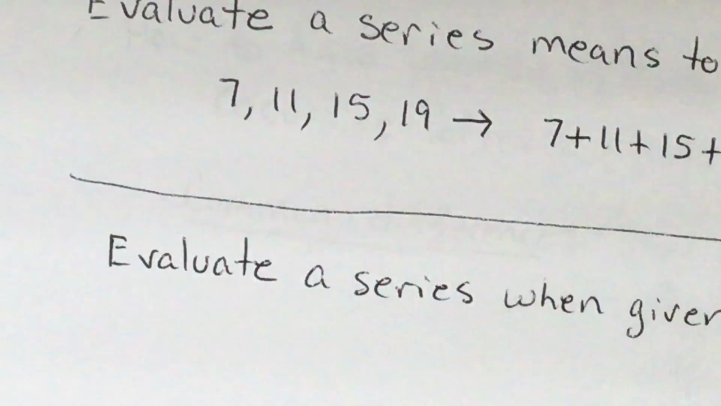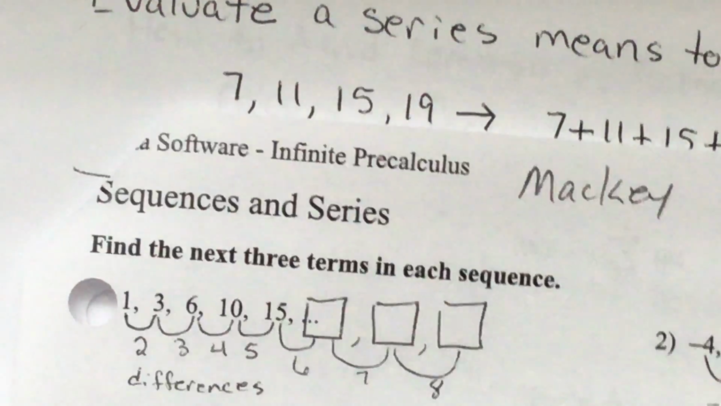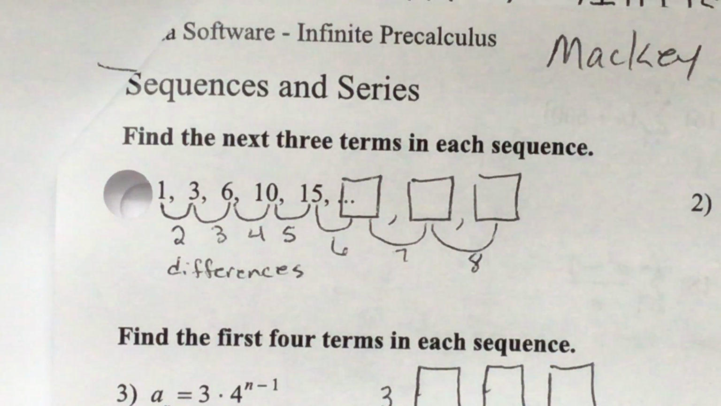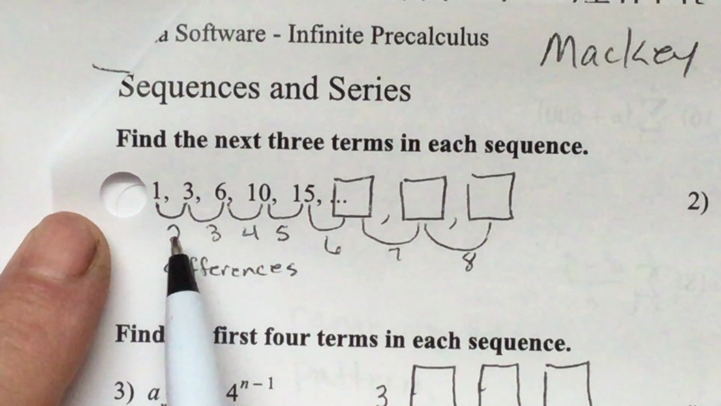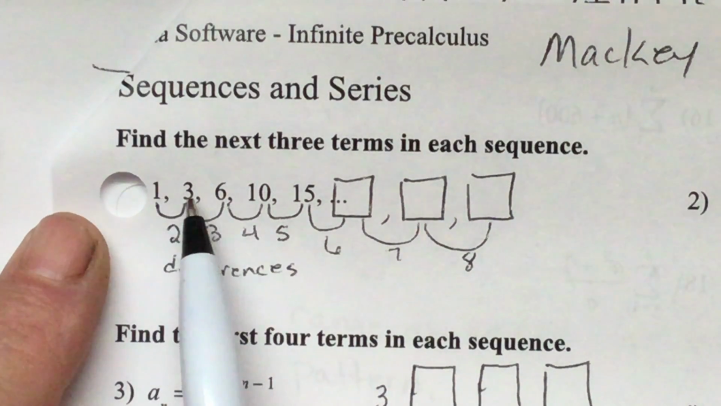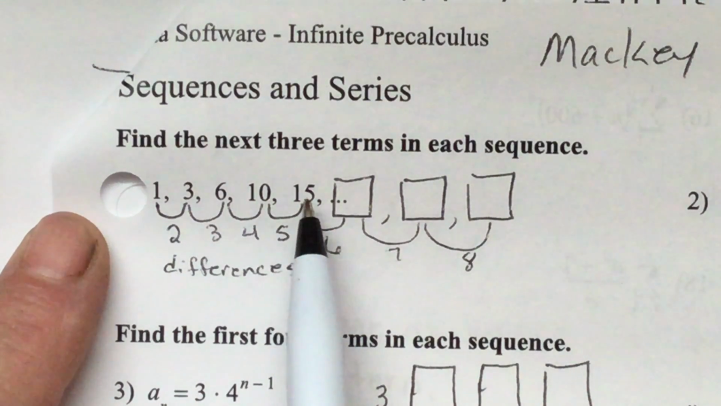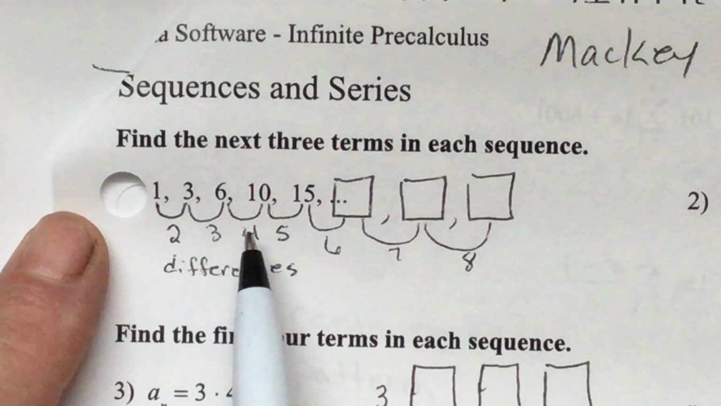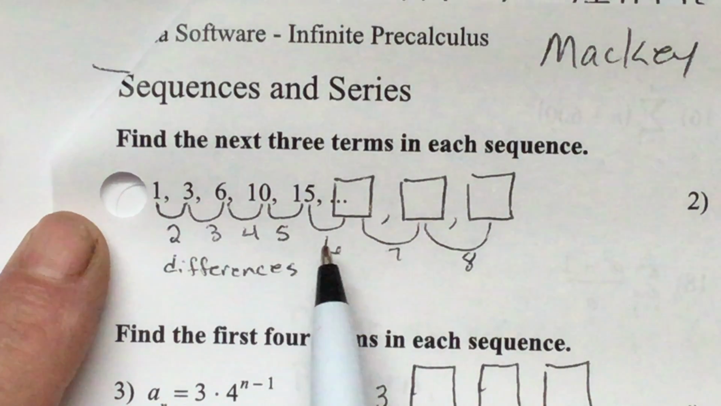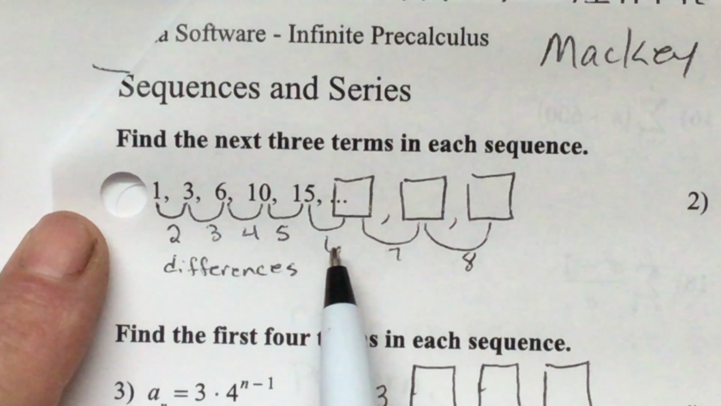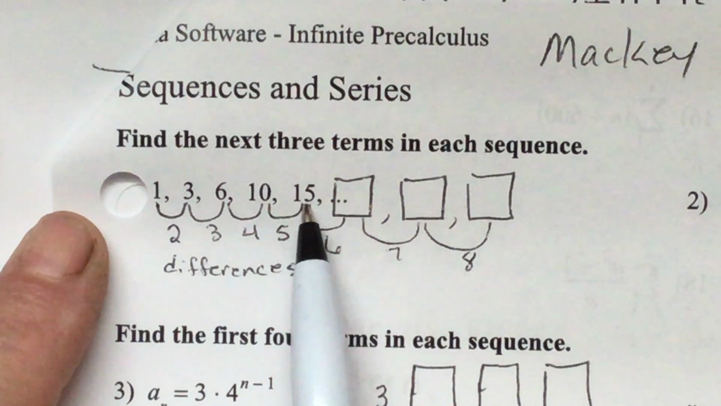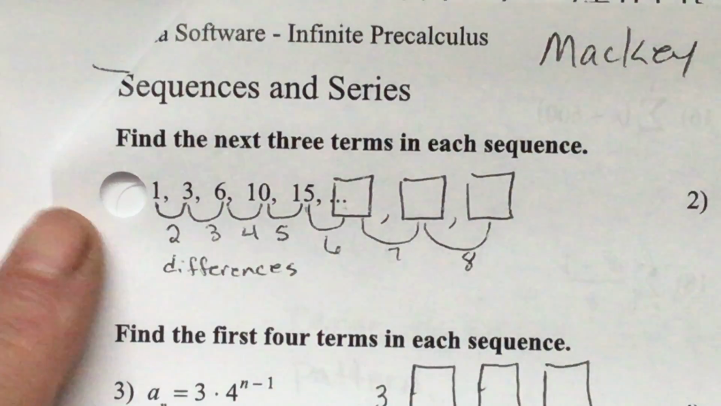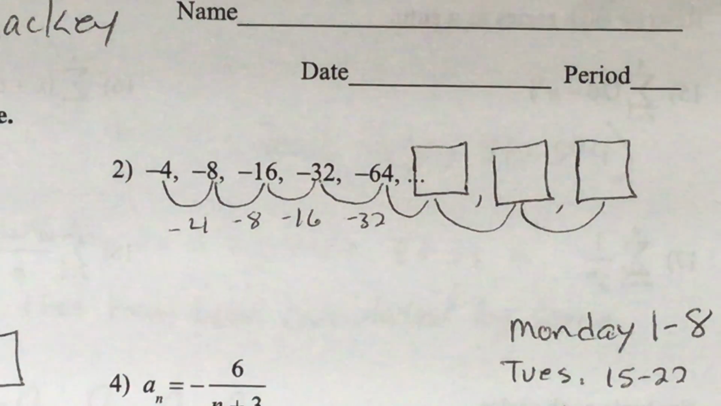All right, let's look at the work. Sequences and series. Find the next 3 terms in each sequence. For these, it's pretty straightforward. Look and see how the amounts are growing from element to element. Between these two, it grows by 2, then by 3, then by 4, then by 5. So logic would tell us that the next number is going to be 6 more than this one. And whatever you get for the answer there, the next one will be 7 more, and so on. Just fill in those boxes.